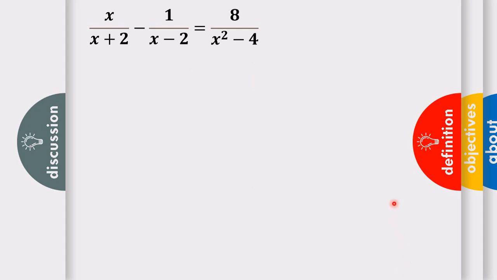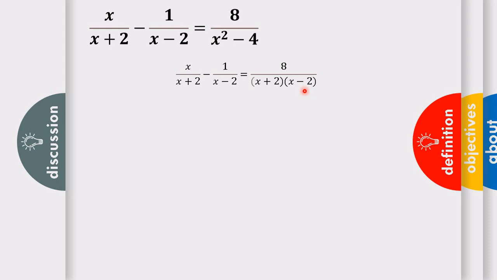So next problem. Given the rational equation x over x plus 2 subtracted to 1 over x minus 2 is equal to 8 over x squared minus 4. So factor first x squared minus 4. We have now the new rational equation x over x plus 2 subtracted to 1 over x minus 2 is equal to 8 over x plus 2 times x minus 2.